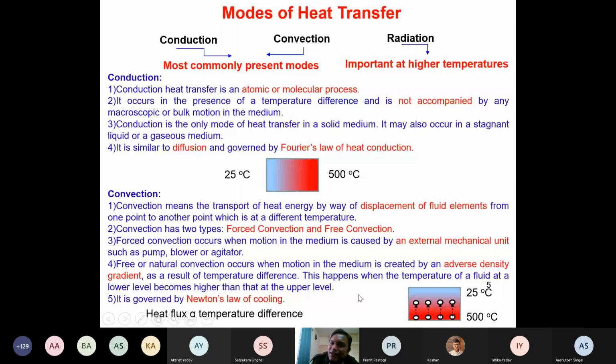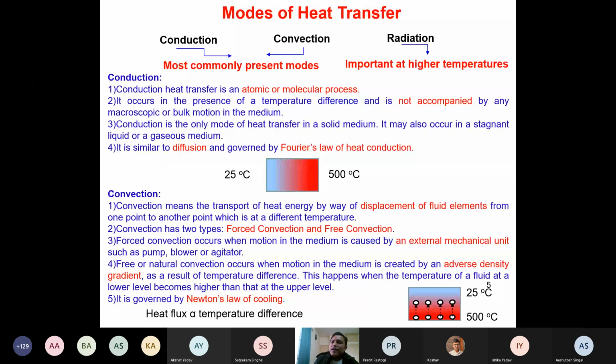Again, unlike conduction, the governing equation for convection is Newton's law of cooling. What Newton's law of cooling says is that the heat flux is proportional to the temperature difference. That is what Newton's law of cooling is. We will see the details of these laws in subsequent slides.